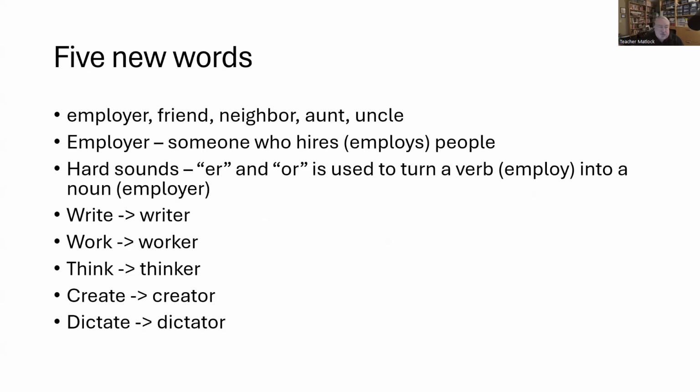Let's talk about some new words. Five new words: employer, friend, neighbor, aunt, and uncle. An employer is someone who hires or employs people. A friend, of course, is someone that you know and care about. A neighbor is someone who lives near you in some sense. And aunt and uncle are the female and male relatives from your mother and father.